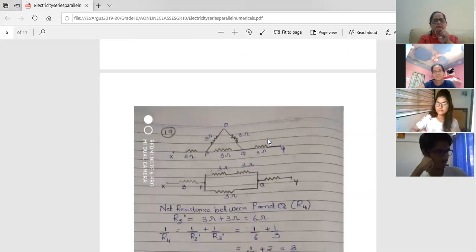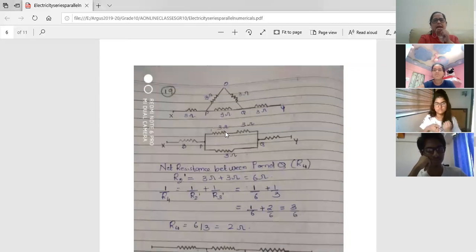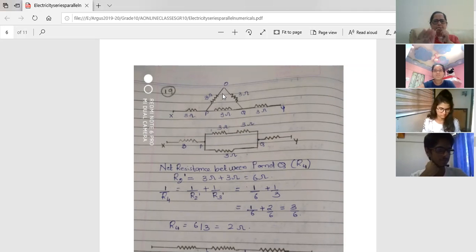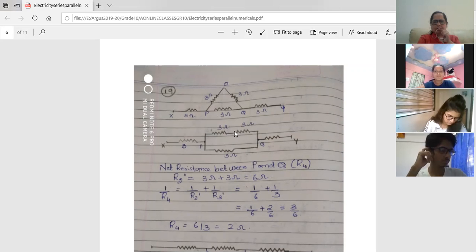So the 19th one, see what did I do? See, this is the triangle. I've just pressed over here at this point O. I added a point O. I just made it straight. I pressed from top, the wire has become straight. So 3 ohms and 3 ohms up and 3 ohms down. So now on top, I've got 6 ohms. This is a parallel. I just have to find the net resistance between P and Q. I'm naming it as R4. So first 3 plus 3, I add it and it becomes 6 ohms. Very good. So now you're getting the hang of how to do it.